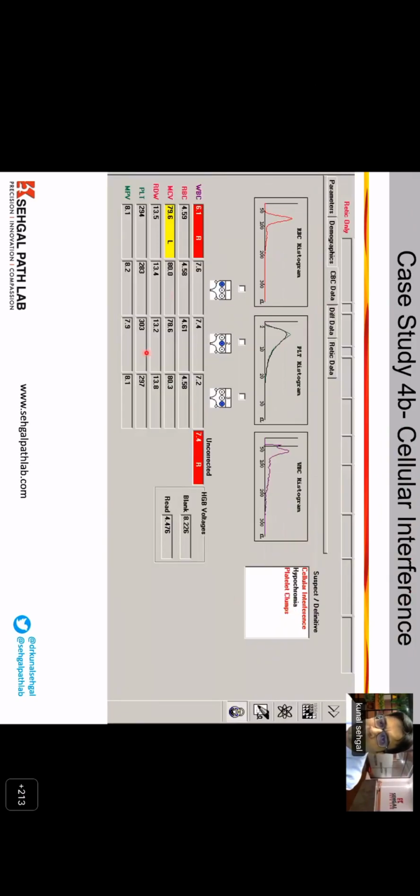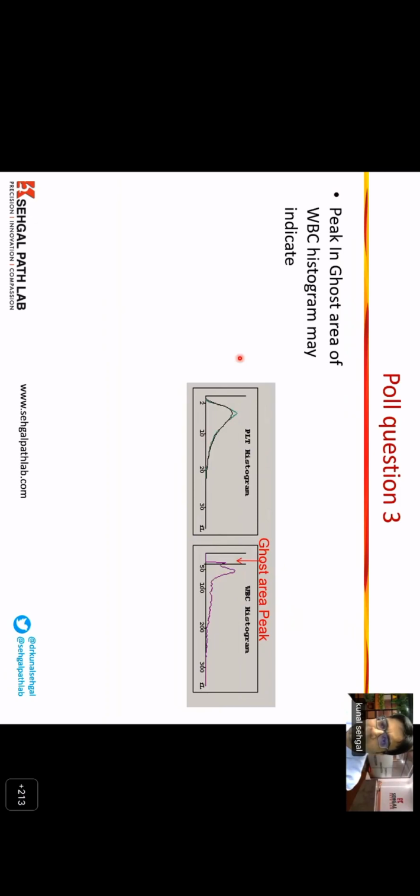Okay. So this is a case study. This again shows a Beckman Coulter instrument, where we are seeing an RBC histogram, a platelet histogram, and a WBC histogram. This was a normal histogram, and in this condition the machine gave us a cellular interference, platelet clump flag. Now, somebody has been assigned this question, correct? This is the question which has been assigned.